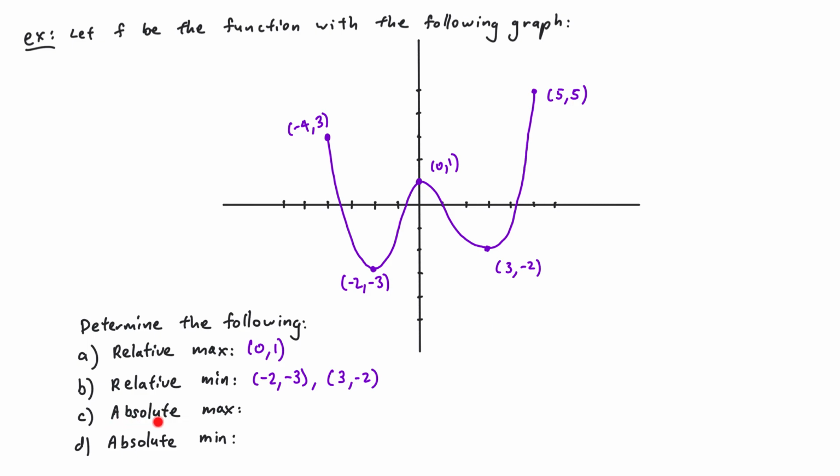If we want to find the absolute maximum of our function, we want to look at the highest point in our entire graph. And that point would be 5, 5 here. So our absolute max is 5, 5. The absolute minimum is the lowest point on our graph, and that would be the point here at -2, -3.